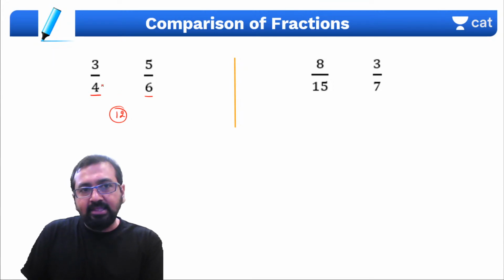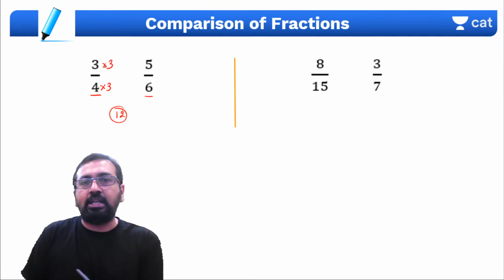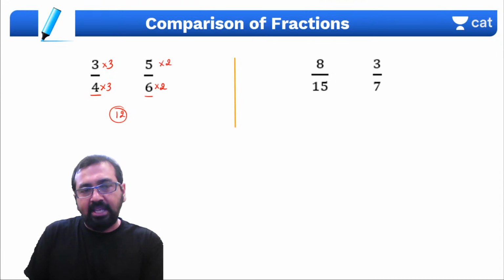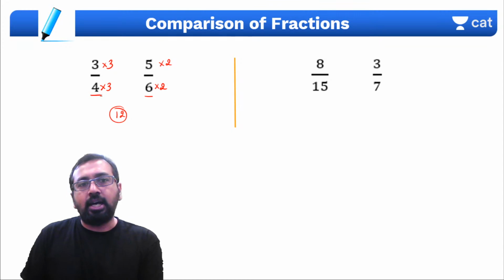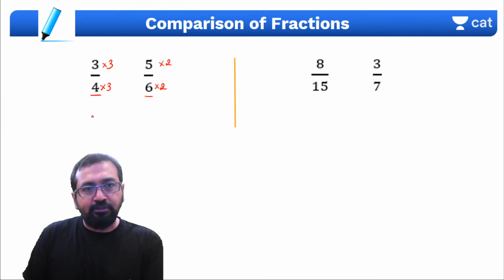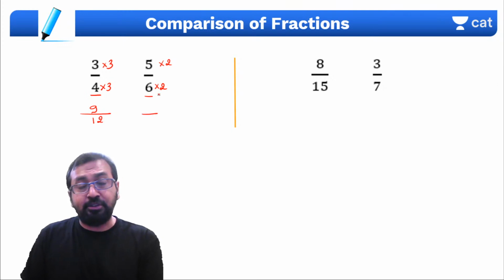So now to make this denominator 12, I'll multiply it by 3. Since I'm multiplying my denominator by 3, I'll have to multiply the numerator also by 3. Same way, I'll multiply this denominator by 2 and I'll multiply this numerator by 2 as well. So now both the fractions have equal denominator, which is 12. Let me just write it here. So the denominator for the first fraction is 12 and the numerator is 9. The denominator for the second fraction is also 12, but the numerator is 10.